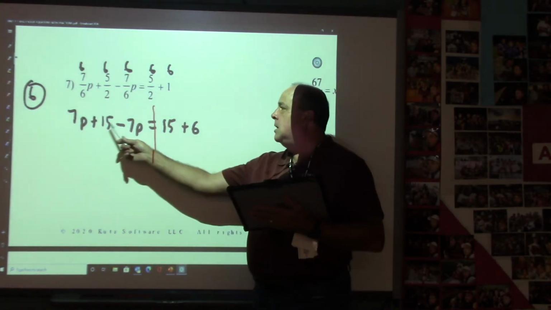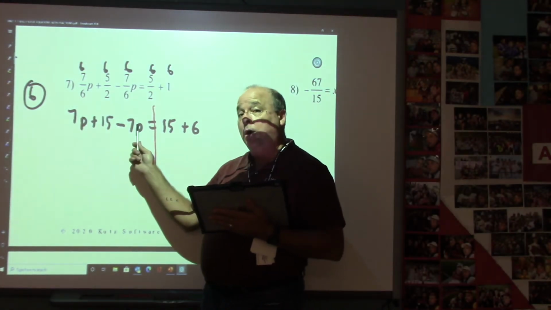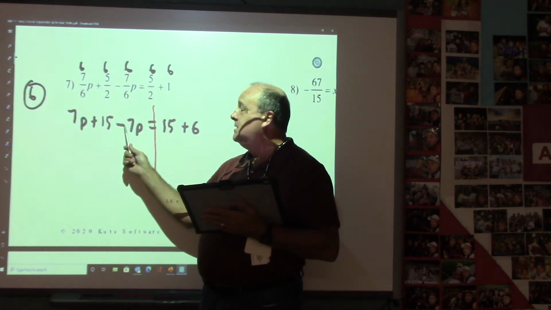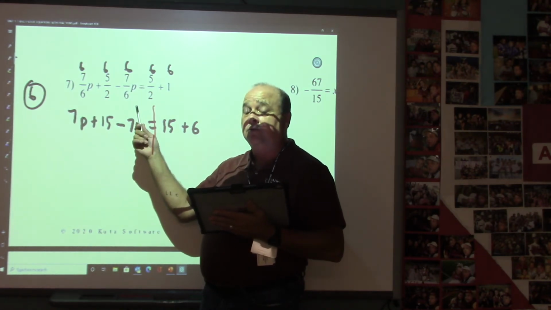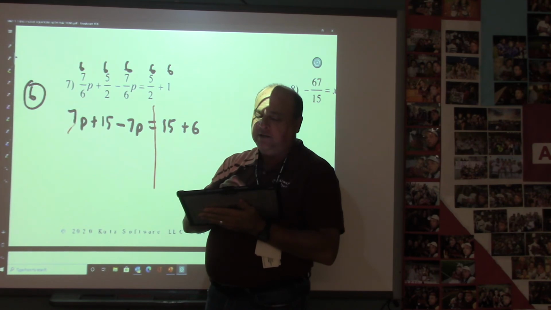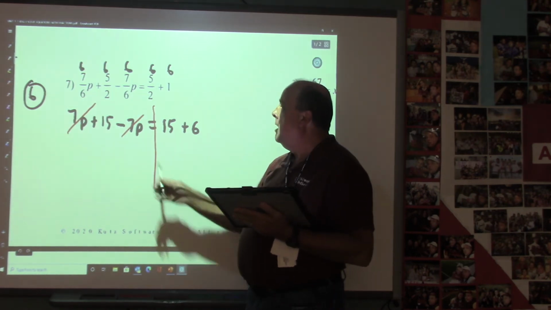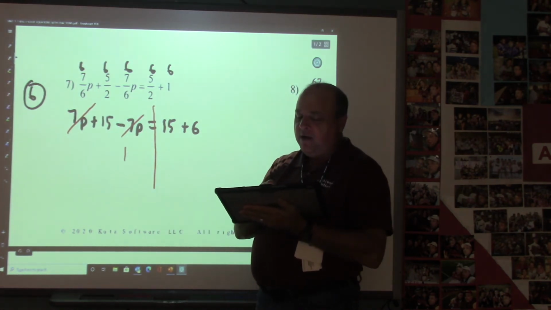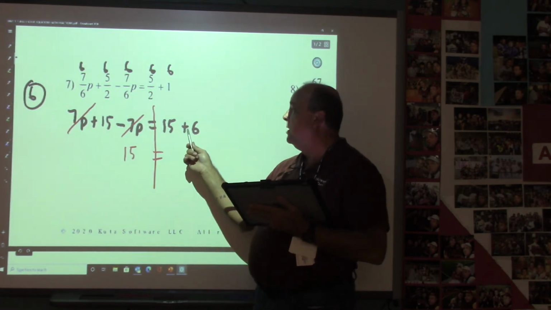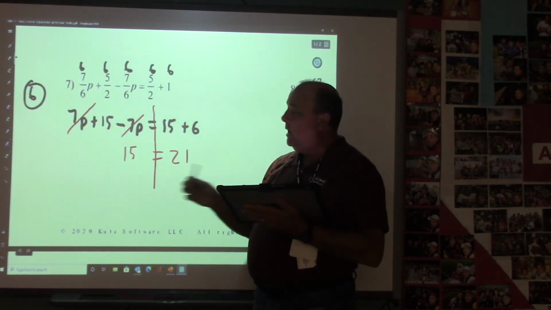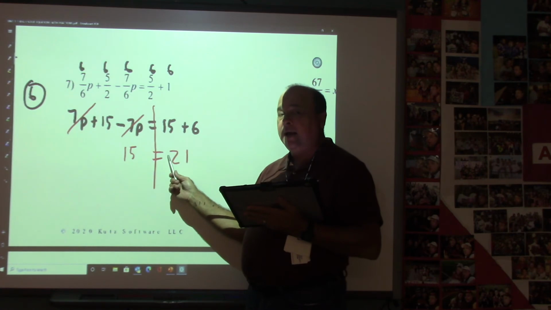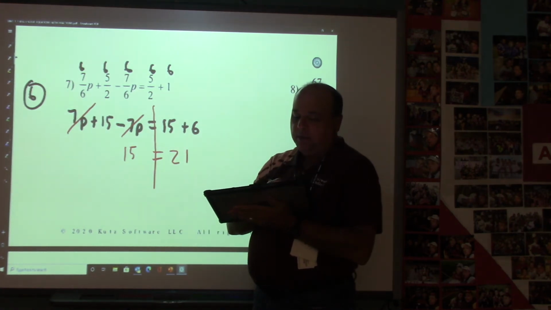Right here, let's combine the letters, and what's going to happen to our letter? 7p minus 7p cancels out, doesn't it? It goes to 0, right? So scratch these out. Then on the left side, I have 15, and on my right side, 15 plus 6 is what? 21. Is this equal? It's not equal, is it? So the answer would be no solution.